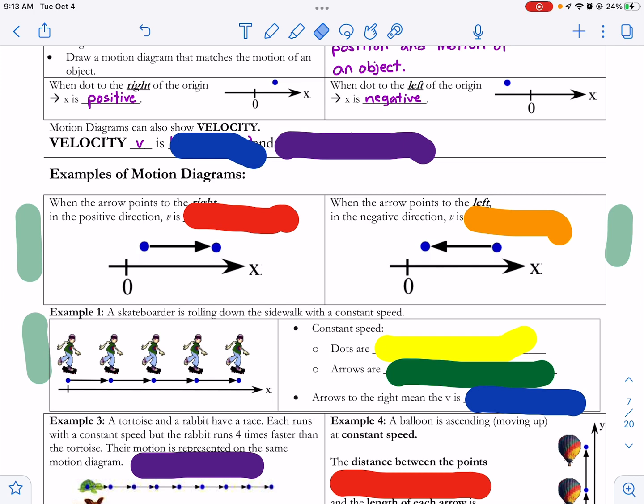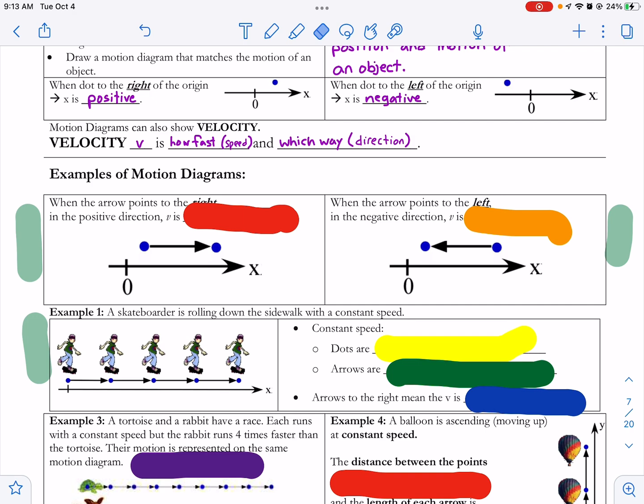Velocity is a lot like speed, which you might be more familiar with. Speed tells us how fast we're going, and velocity does too. Velocity tells us how fast we're going, but it also tells us which way, which is the direction. So velocity is your speed with your direction.